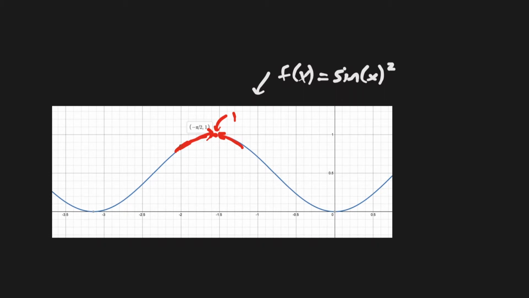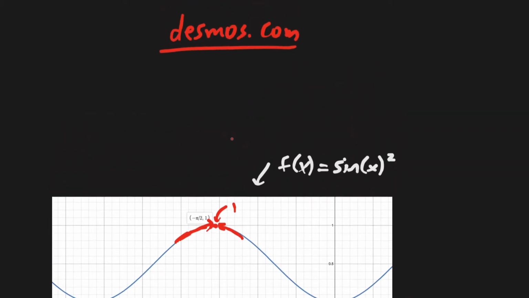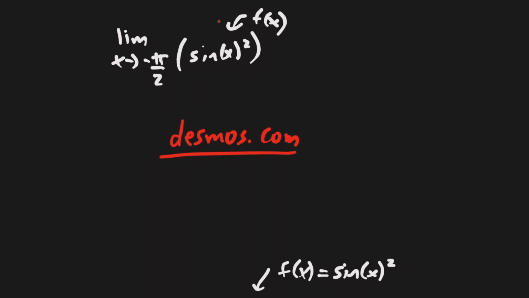So if we look at the one-sided limits, essentially, as we look at the x values as they approach negative pi over 2 from the left and from the right, we see that they approach a single point, and that single point is when f of x equals 1, and that is your limit. So if I go back up, the answer to this limit problem is just 1.